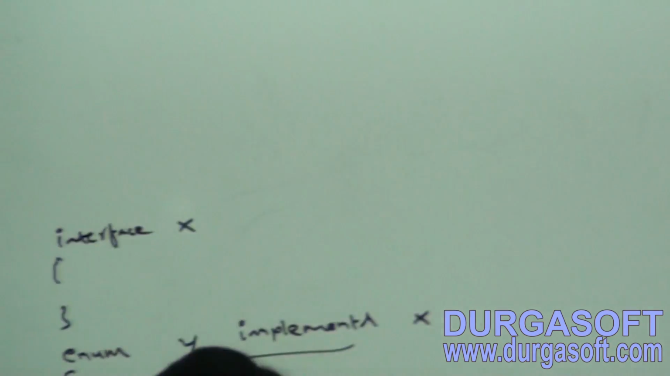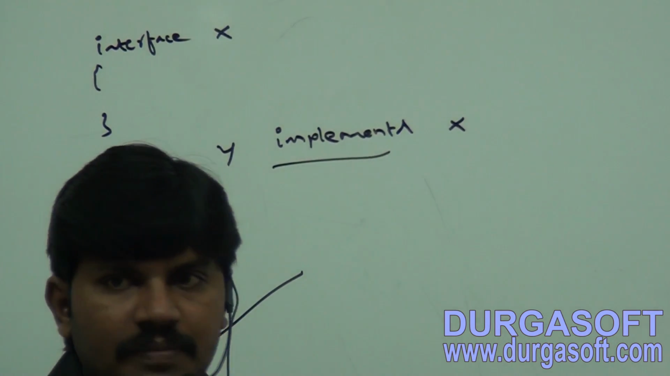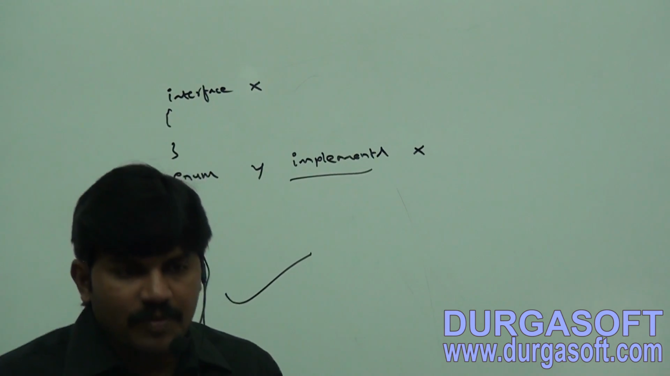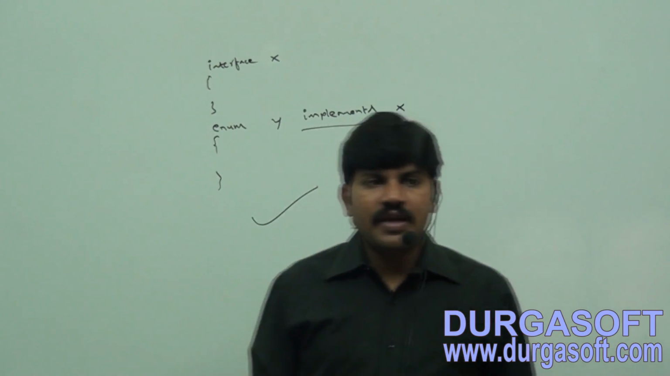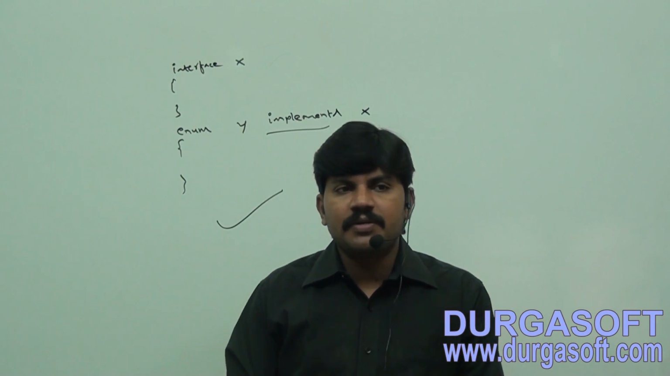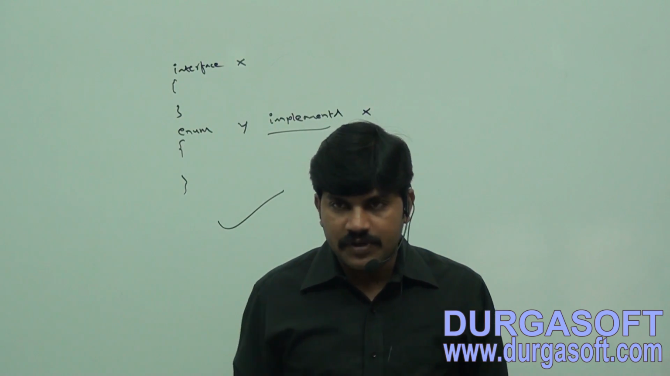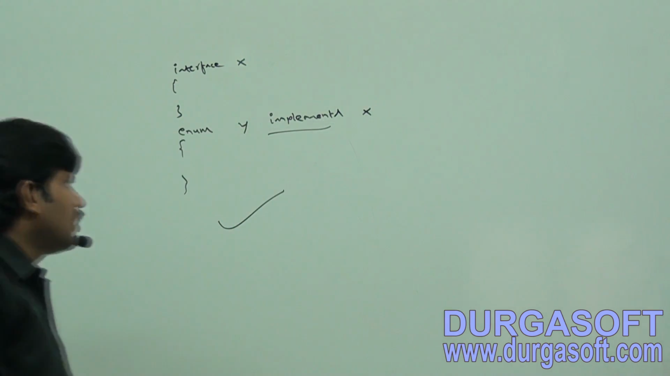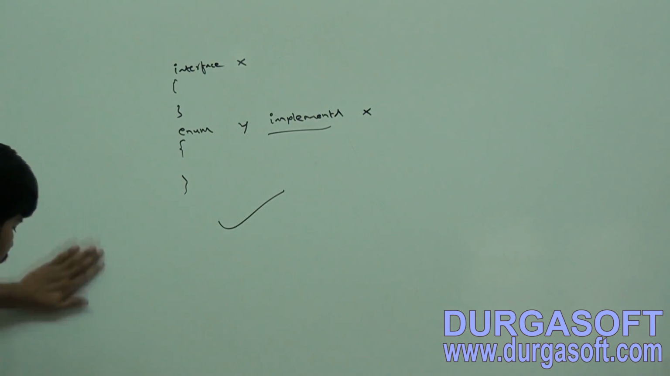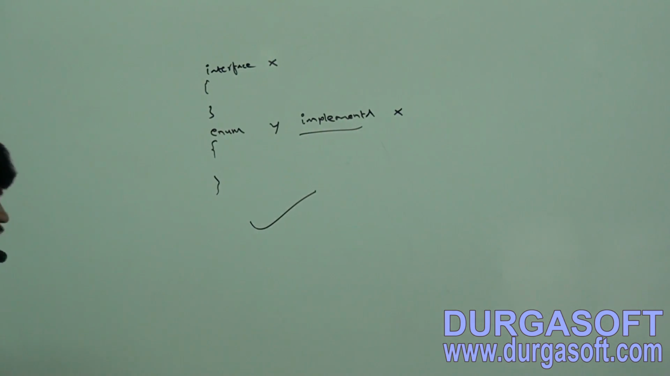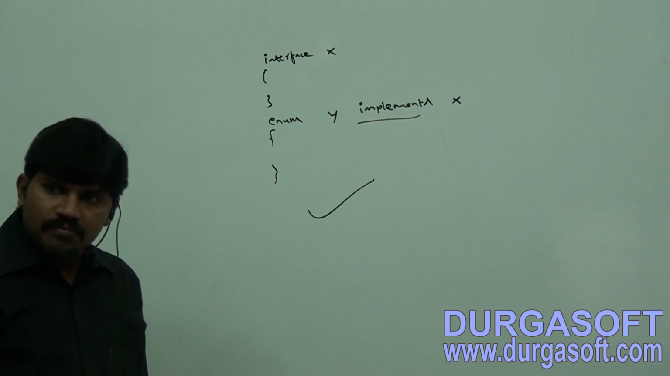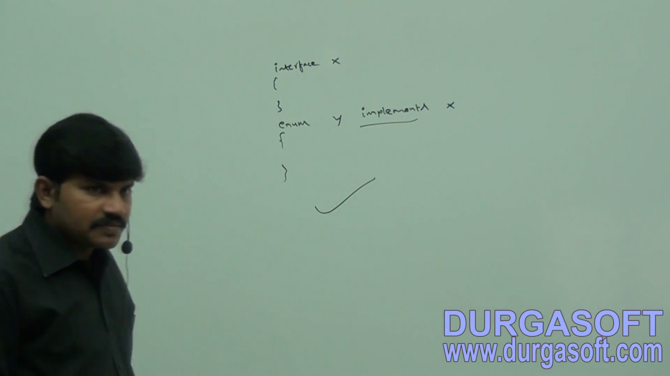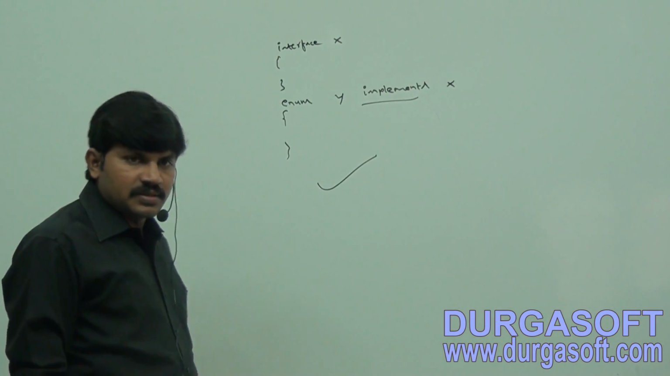Make sure, at this point, an enum can implement any number of interfaces. Any number of interfaces. Are you getting that?